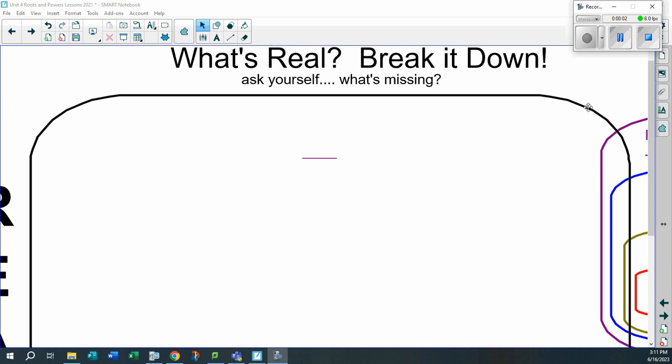So I want to start talking about what makes up the real number system. In other words, I want to look at all the little nuances that go along with the real number system. So the cool thing about it, just ask yourself, what's real? And eventually we're going to say, well, what's missing as we go along in this particular unit? Check this out. Really, really cool.